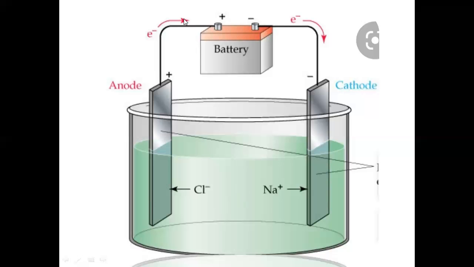You can see this arrow shows the movement of electrons from the positive electrode towards the negative electrode. And the battery actually provides voltage. After providing voltage, this reaction will take place. The ions will move towards the oppositely charged electrodes, and the electrons will move from anode towards cathode.